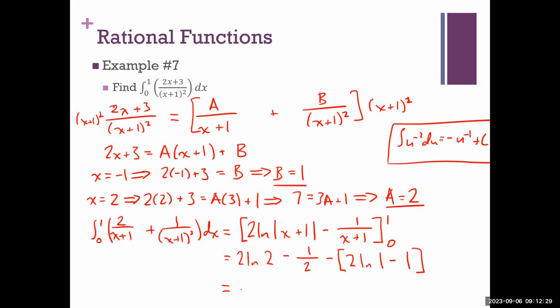Natural log of 2 is an irrational number, so I'll just leave it exact. What's the natural log of 1? 0, so that goes. So then I have 2 natural log of 2 minus 1/2 plus 1 plus 1/2.